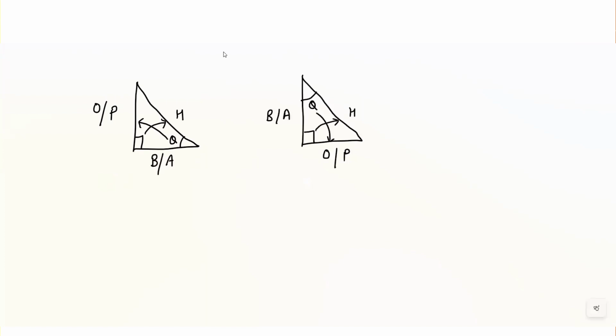Now let's learn about the trigonometric ratios: sine theta, cos theta, and tan theta. Sine theta can be written as perpendicular over hypotenuse, cos theta can be written as base over hypotenuse, and tan theta can be written as perpendicular over base.